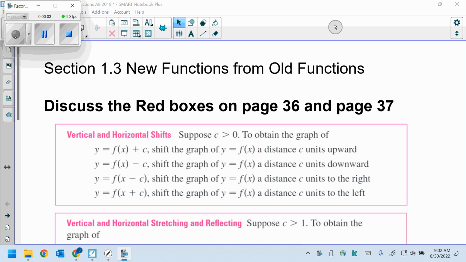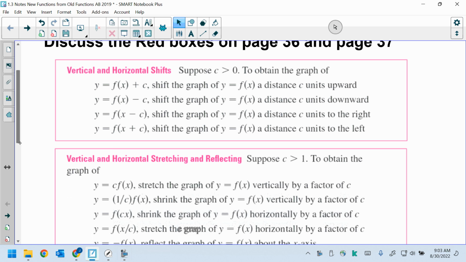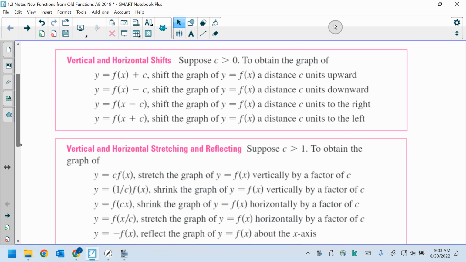Now in section 1.3, we've got new functions from old functions, or essentially transformations of functions. Now this is one of the things that it's sort of assumed you know. Calculus assumes you remember all the math you've ever had. And this is stuff that they assume that you already know. Now we're going to review it very briefly. But again, it's something that I assume that you know, or at least can refer to these red boxes on the pages 36 and 37.